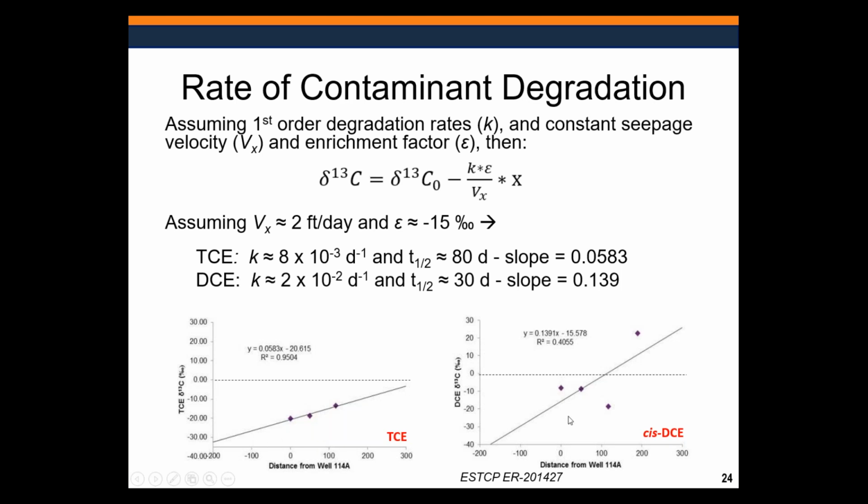And here's a plot for TCE, and here's a real world plot for cis. And yes, the R-squared value isn't great, but again, we're doing a rate estimation. By solving this, you can get a K value and a half-life. In this case, for TCE, it looked like about 80 days, and DCE about 30 days. And again, with more data, or as a function of time, these data sets can potentially tighten up a little bit. But the great thing is this is a means to do this independently of concentration data. And clearly, this is degradation going on, right? Because you're getting isotopic enrichment.